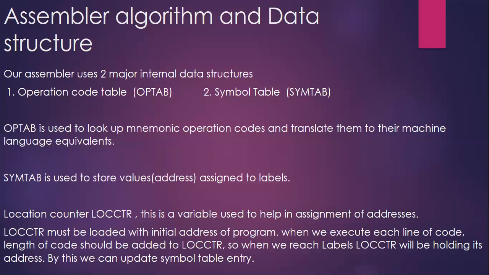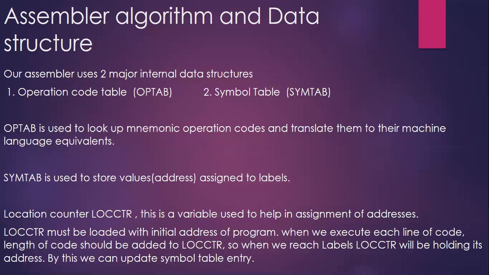We call it the location counter. The shortcut for location counter is LOCCTR. This is a variable used to help in the assignment of addresses. I repeat, this will help us identify the addresses of labels. Remember this, addresses of labels. The location counter must be loaded with the initial address of the program. Whatever the content of the location counter may be, it should be overwritten when we begin the execution of a new program, with the beginning address of the program.